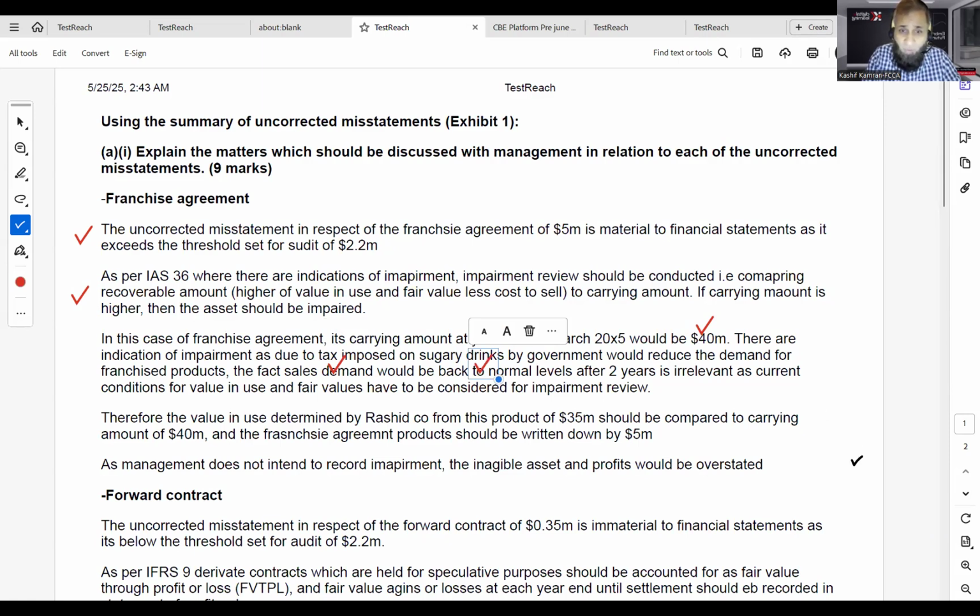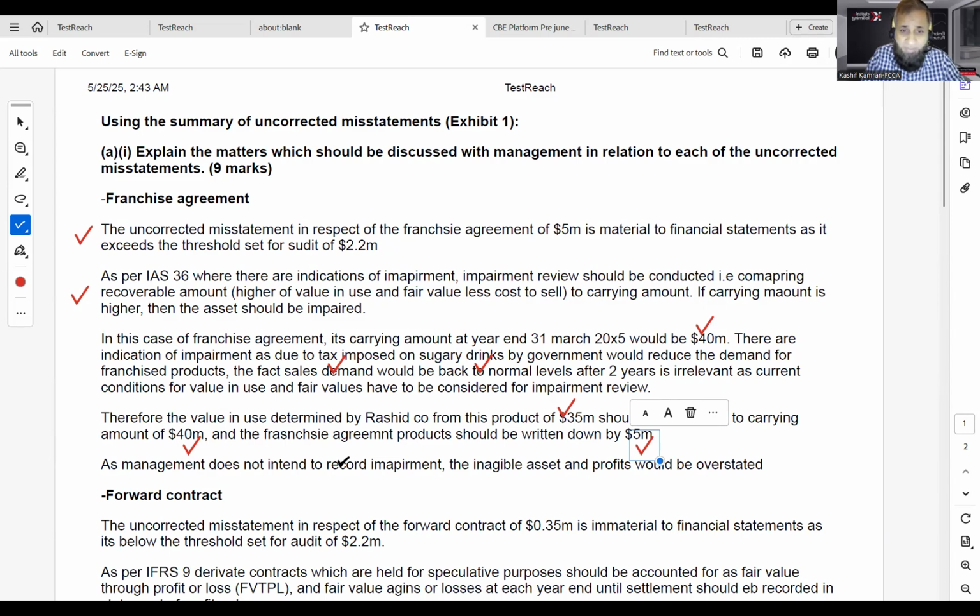The sale demand would be back to normal levels after 2 years is irrelevant, as current conditions for value in use and fair values are considered. So you consider the current conditions, not the future. Therefore, the value in use determined by Rashid Company for this product is 35 million, which should be compared to the carrying amount of 40, and the franchise product should be written down by $5 million, impaired by $5 million.